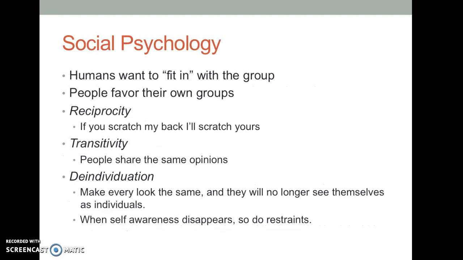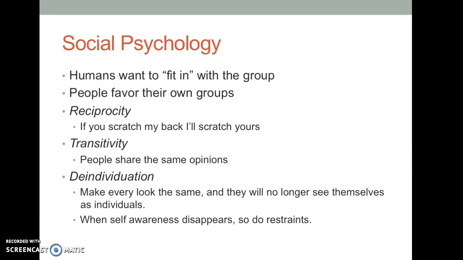The issue that is presented in our book and is present in this movie is social psychology. A way that this is shown is that humans want to fit in with the group that they're in, so you'd see the prisoners acting like other prisoners and doing what each other's doing. Another thing is that people favor their own groups, so the prisoners are going to like the prisoners more, and the guards are going to like the guards more. Another form of social psychology represented in this movie was reciprocity, which basically means if you scratch my back, I'll scratch yours. And then we have transitivity, which means people just share the same opinions.